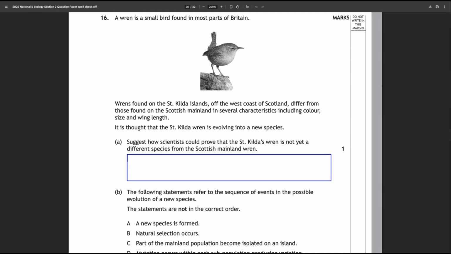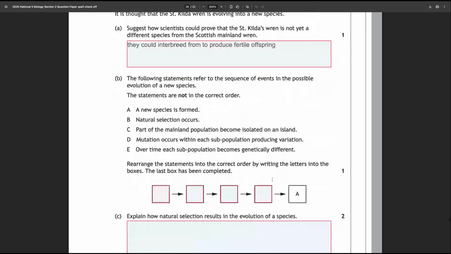So when you see a question that starts off "suggest", you know it's going to be a slightly tougher question, sort of the A-level type questions from the exam paper. However, you should have been taught what the definition of a species is, which is that it has the ability to interbreed and produce fertile offspring. So what could they do? Well, they could interbreed the ones from St Kilda and the Scottish mainland and see which ones produce fertile offspring. If they produce fertile offspring, they are still the same species. If they can't produce fertile offspring, they are no longer the same species. So that's how they could prove that it's not yet a different species. When they interbreed, they would produce fertile offspring.